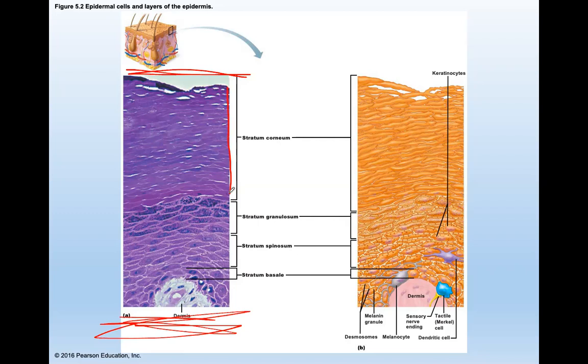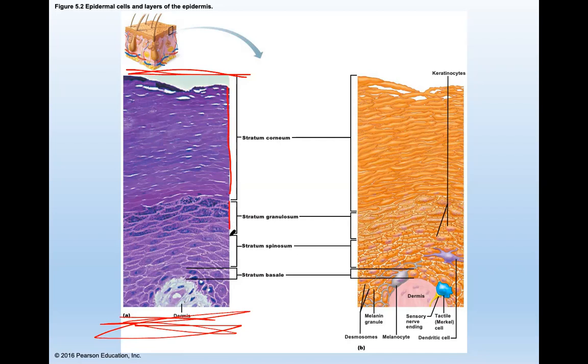They are dead, correct, dead or dying. So these are the ones that you're washing away every time you do something. The second layer underneath that is a layer called the stratum granulosum. This is where you are packing your cells with a lot of keratin to make your skin waterproof.